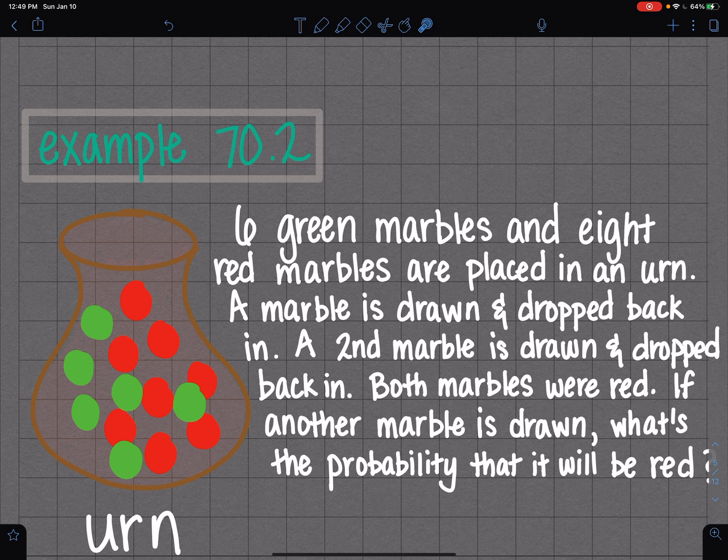Anyway, 6 green marbles, 8 red marbles are placed in an urn. 1 marble is drawn and then dropped back into the urn. The second marble is drawn and dropped back into the urn. Both marbles were red. Okay. If another marble is drawn, what's the probability that it's going to be red?